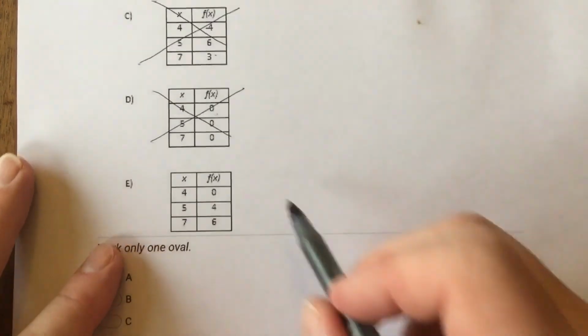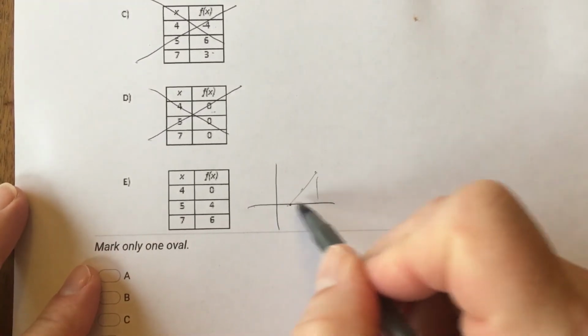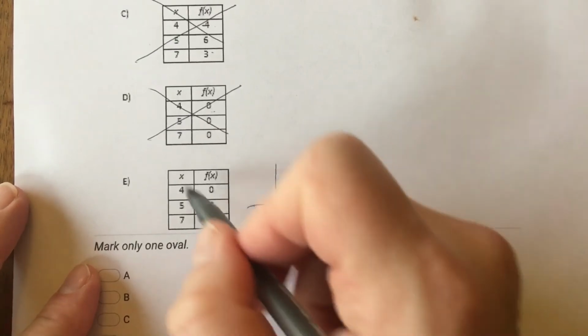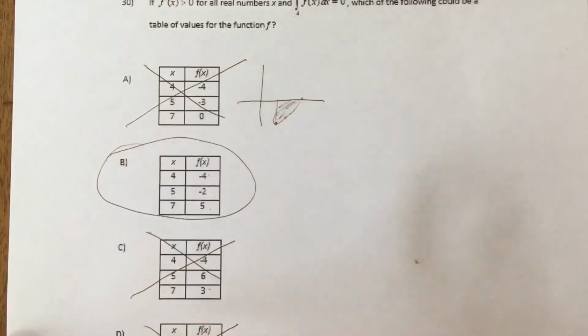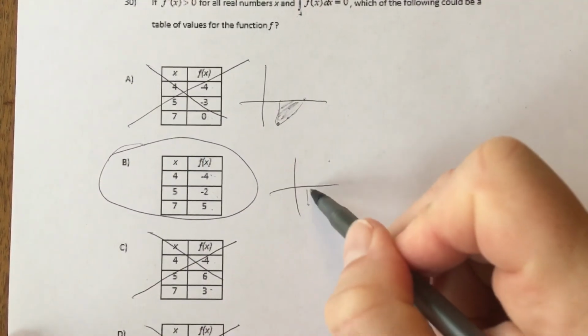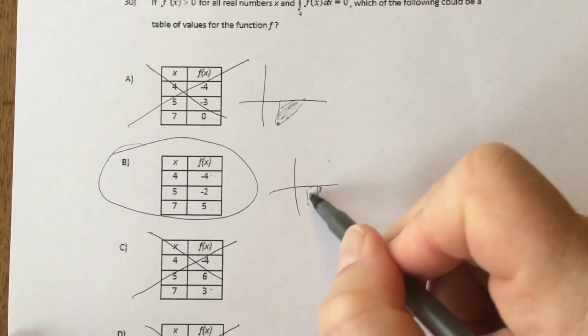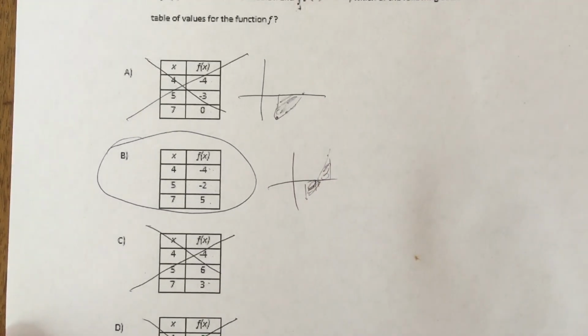Okay? And same thing here. This one starts at 0 and then goes 4, 6. So its area would have to be something positive. The only one that could give us a chance would be B, because it has some negative and some positive. So there is a chance that whatever this negative area is here, it would be balanced by that positive area there. Okay.